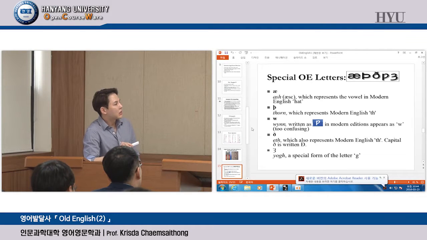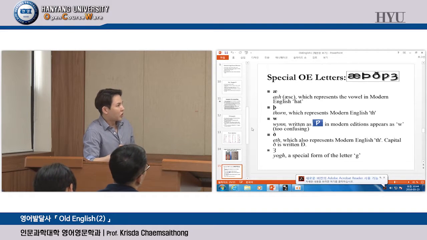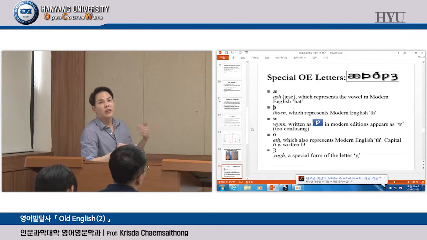And then this looks like a P, and it is called a thorn. Thorn, TH, because it represents the TH sound. You know already, thorn, TH, voiced or voiceless, depending on the condition, the sound behind it or before it.